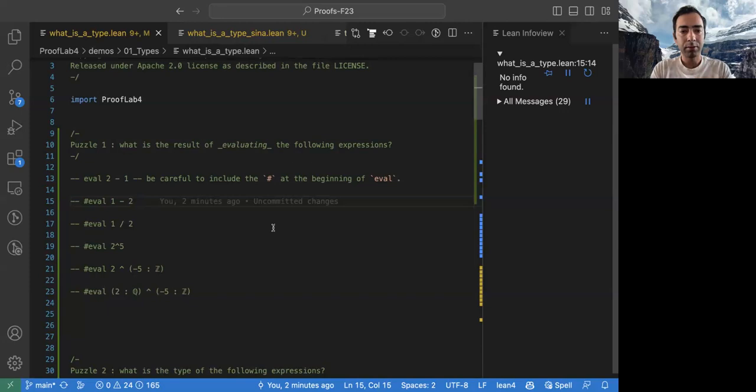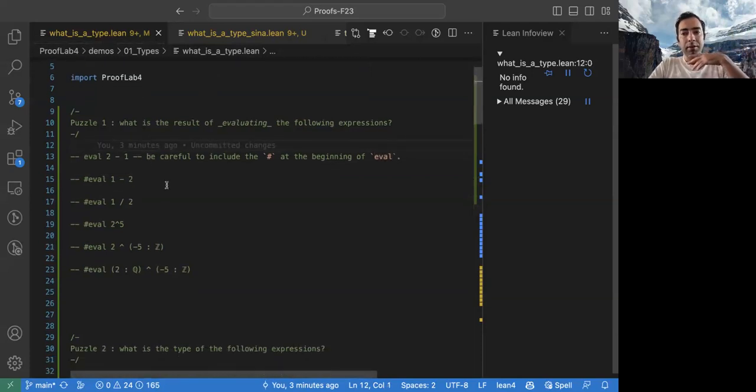But because we had only one lecture and then you had to install Lean, I can quite understand this week. So usually what happens is I'm going to lecture on the demo files rather than the source files. So here's a demo file called what is a type.lean. Here's the first puzzle. I want you to think a little bit and guess what the result of evaluating these expressions would be.